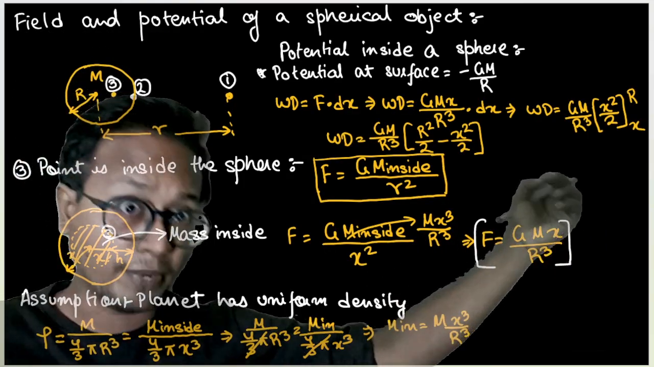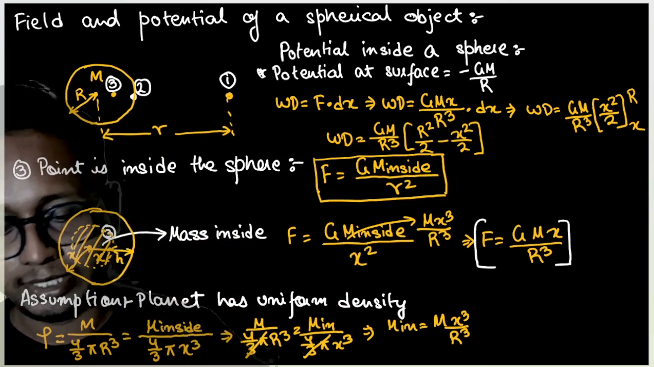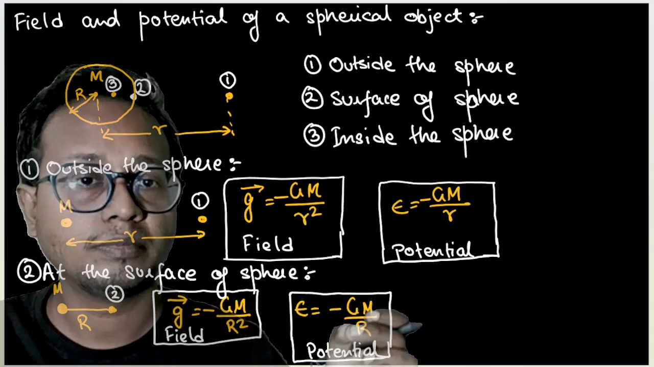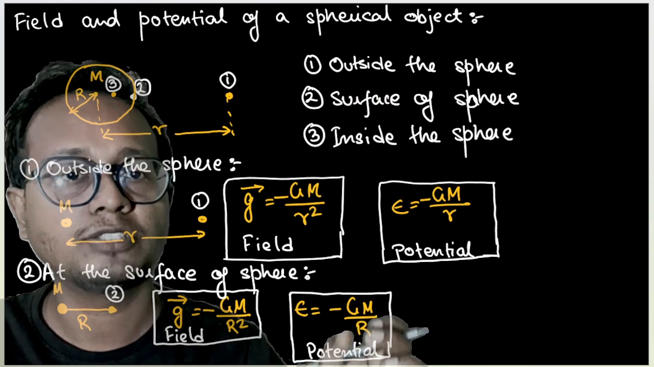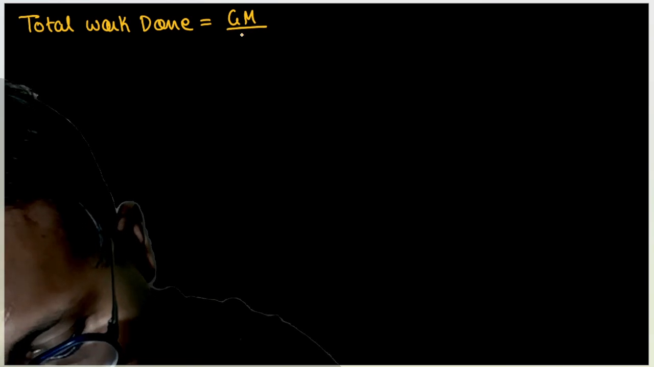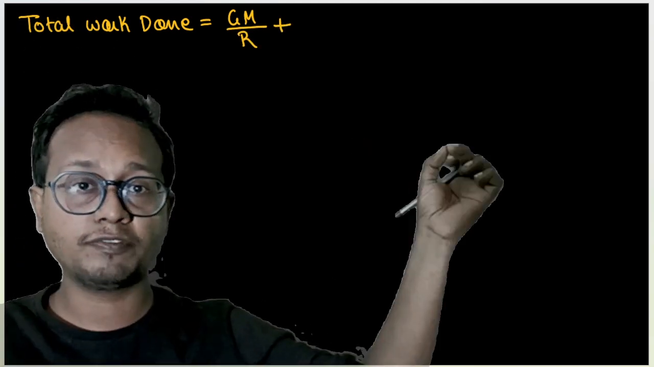is nothing but, what is the work done in bringing from infinity to the surface? Work done in bringing from infinity to the surface is nothing but GM by R, isn't it? See, we have already derived it. It is GM by R. Potential is minus GM by R, so work done would be plus GM by R, isn't it? So the work done in bringing from infinity to the surface is nothing but GM by R, plus the work done in bringing the unit kg from the surface to point 3.